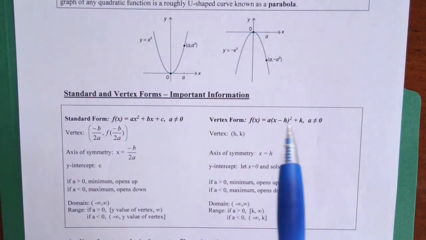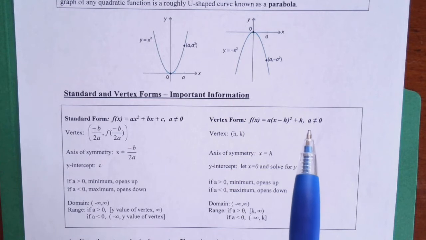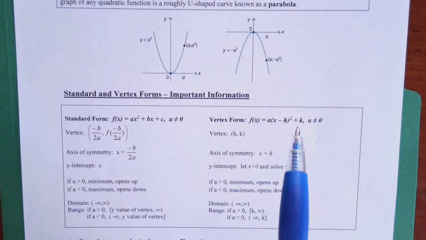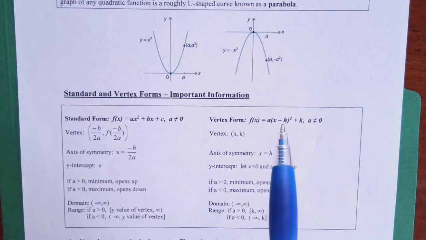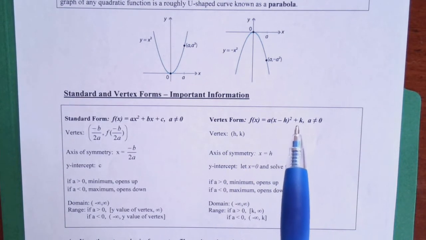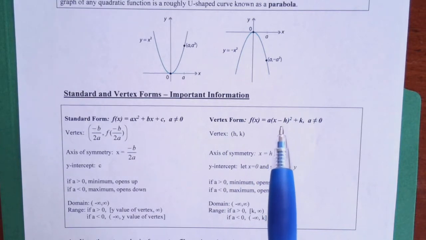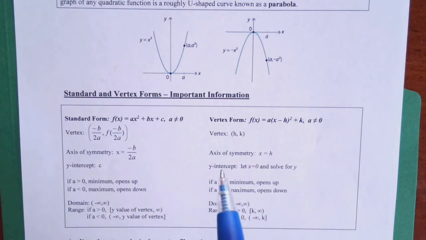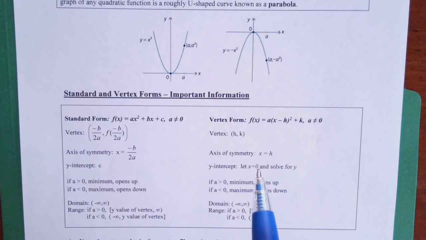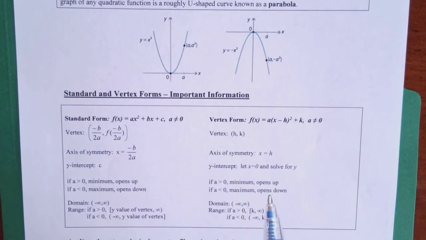Okay? Now, vertex form is a little different. Some things are easier to find in this form, and some things are a little harder. So the first thing is the vertex. Much easier to find because this is vertex form. Remember, the vertex is always the h value and the k value. Remember, h will be the opposite of whatever this sign is. Your axis of symmetry would then just be x equals h. The y-intercept you have to solve for, so you would let x equal 0 and then solve for y in that problem.